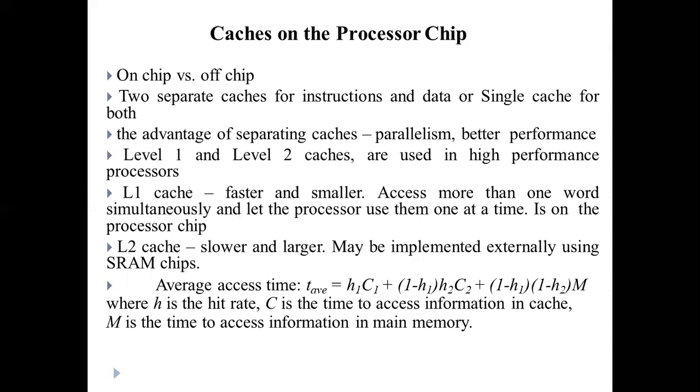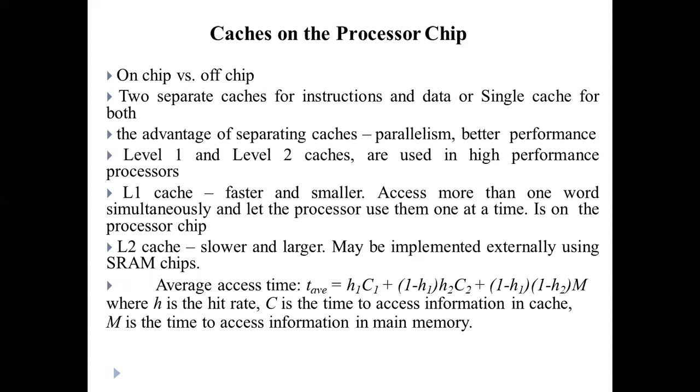Because parallelism will be there. If we are using two types of cache, then parallelism, or you can say better performance, can be achieved. Level 1 and level 2 caches are used in high performance processors. L1 caches are faster and smaller, can access more than one word simultaneously and let the processor use them one at a time, and are on the processor chip. L2 cache is slower and larger, and may be implemented externally using SRAM chips.